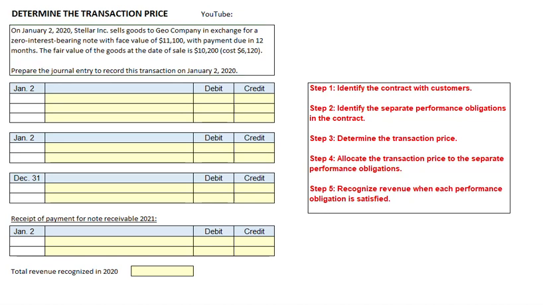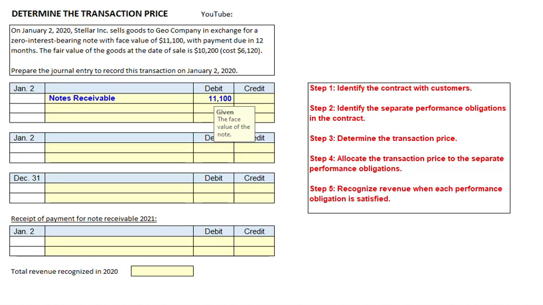So we have a contract with a customer, the Geo Company, and we can identify two separate performance obligations. One, the delivery of goods, and two, the extension of credit. We can easily determine the transaction price, which is $11,100, the face value of the non-interest-bearing note, and we have to allocate the transaction price between our two separate performance obligations. We do this because we're told the fair value of the goods that we've exchanged at the date of sale is $10,200, which means the difference of $900 will be allocated to the interest portion of our performance obligations.